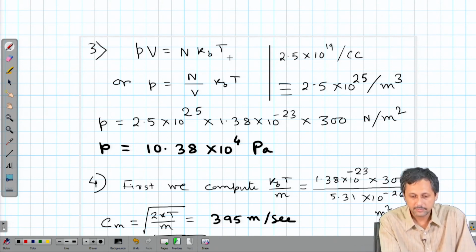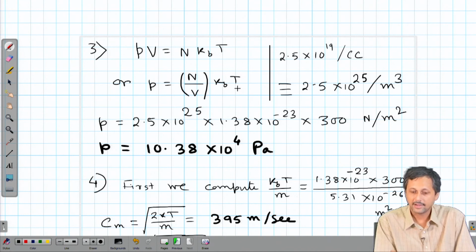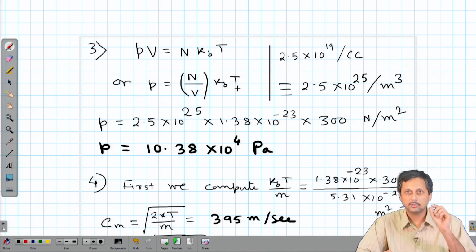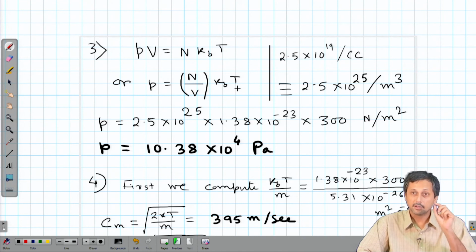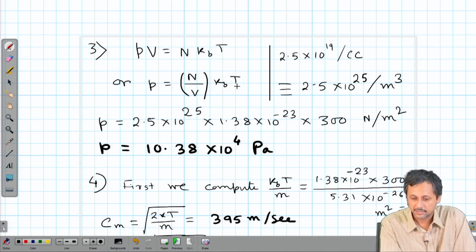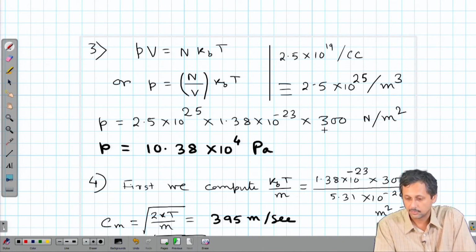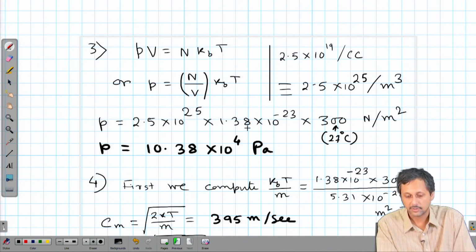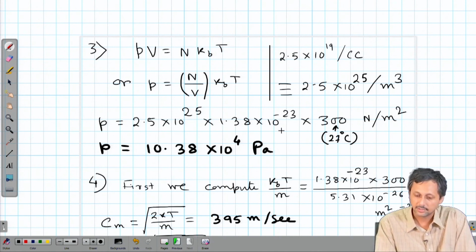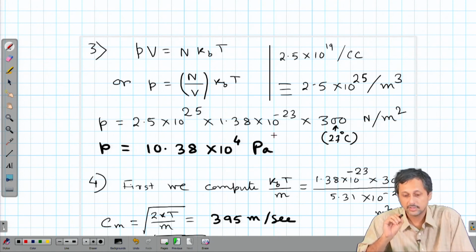Now, from here we can just rewrite this as P is equal to N by V kBT, and N by V is nothing but the number of molecules per unit given volume, right. Now, here again we have to consider SI units. So, we are converting the temperature to Kelvin. 27 degrees centigrade is nothing but 300 Kelvin, right, and the Boltzmann constant kB is given as 1.38 into 10 to the power minus 23. What is the unit of this? This is joules per Kelvin, right. So, this is also in an SI unit. We have to always keep this in mind.